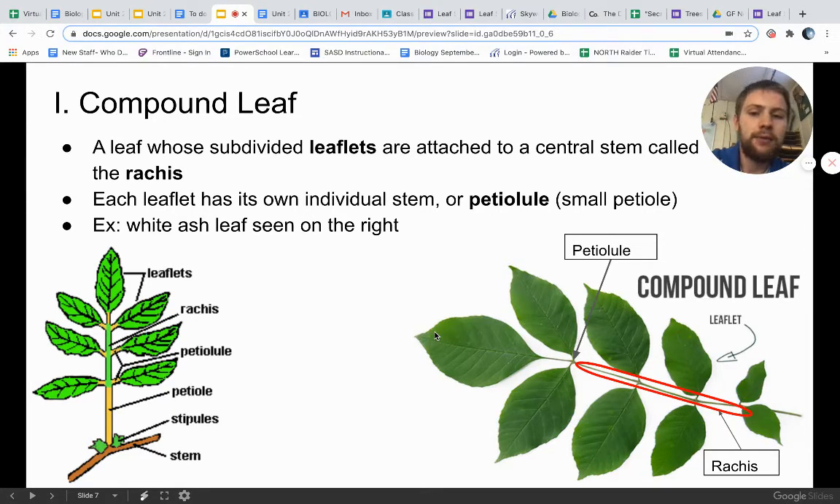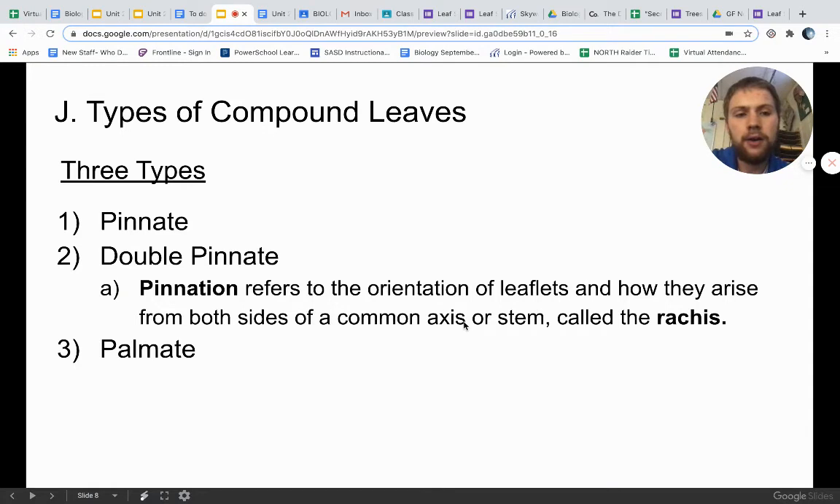Once again, I wouldn't be expecting you to memorize, say, what kind of leaf this is, like this is a white ash, but I might be expecting you to identify this as a compound leaf. That would be completely reasonable based on what we've talked about. There are going to be three types of compound leaves that we're going to talk about, and this will wrap up the notes after that.